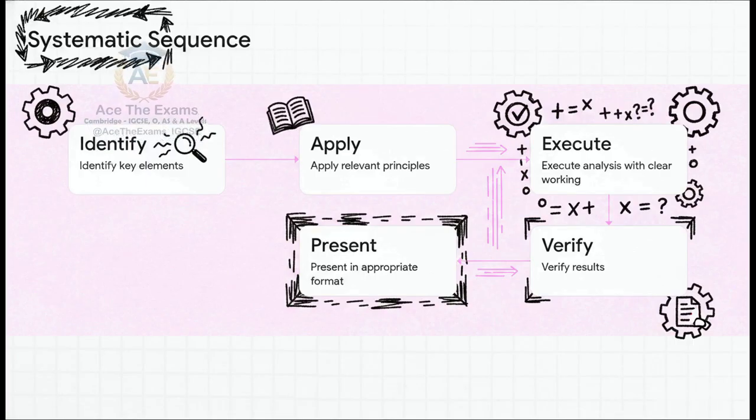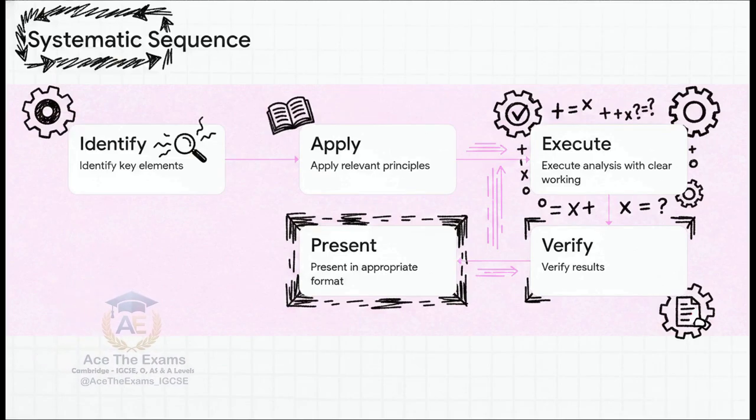First, identify the key elements from the prompt, exactly what data is volatile right now and desperately needs persisting. Second, apply the relevant principles. Are we going to use sequential access or random access for this specific file and why? Third, execute your analysis with completely clear working. Fourth, verify your results against the specific constraints of the scenario given to you. And finally, present it in the exact format requested by the command word.